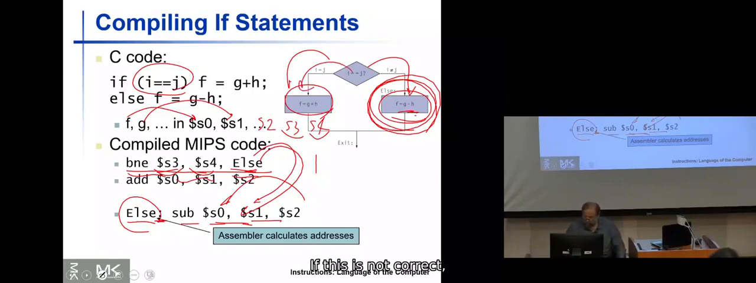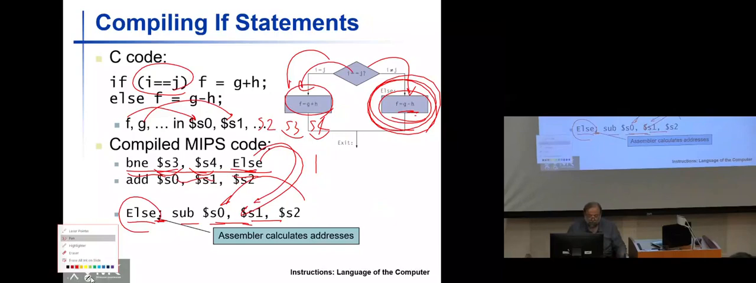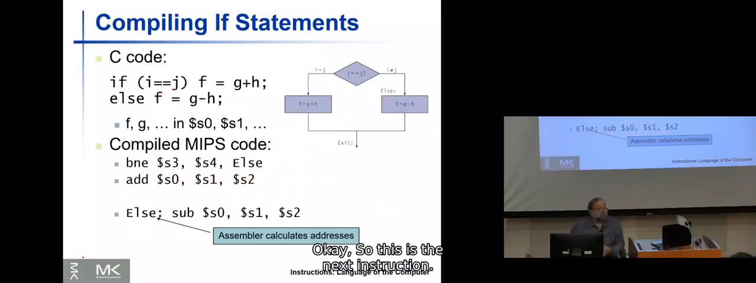If this is not equal, then it goes to the next location. Here we don't have else. If not equal, go here. If that branch is not taken, then the next instruction should be executed. Okay, so this is the next instruction.